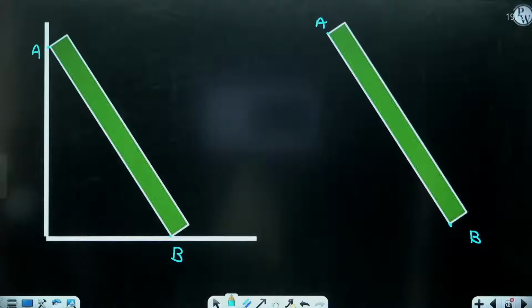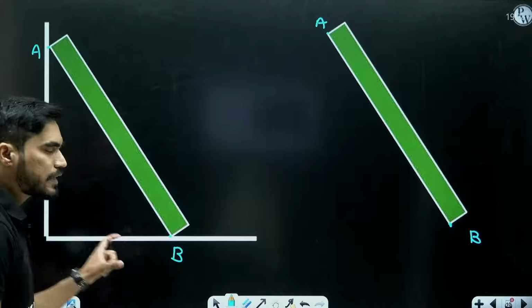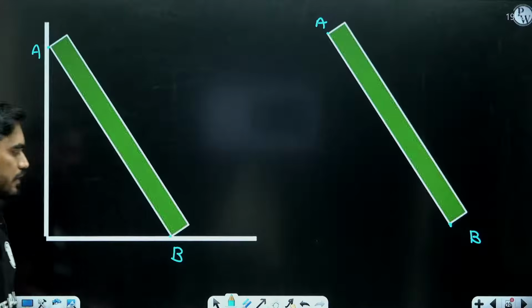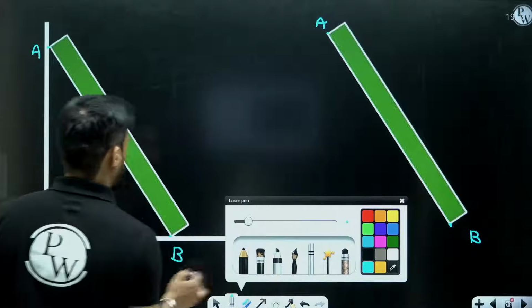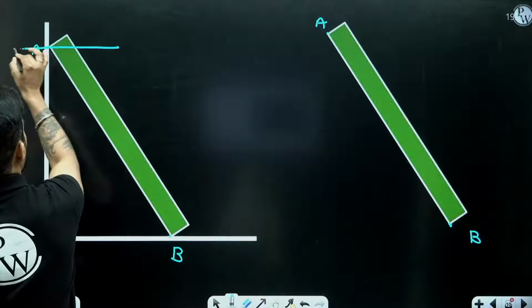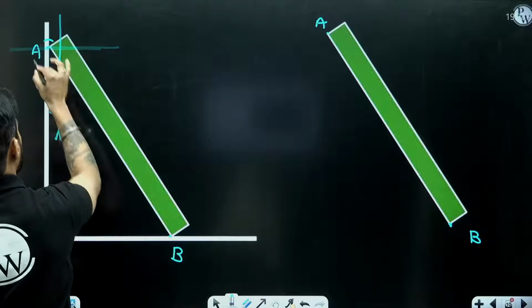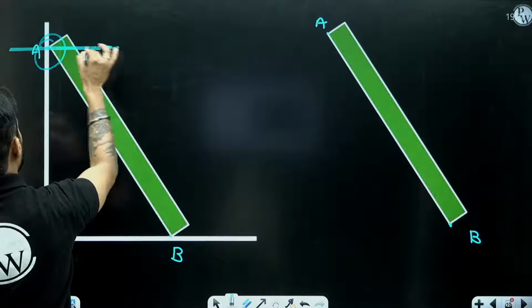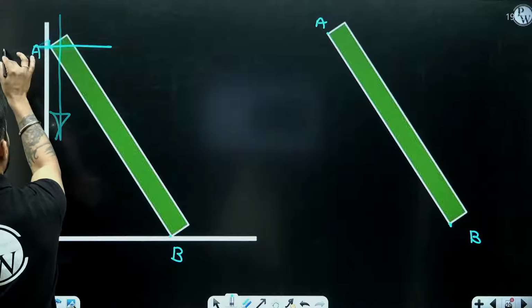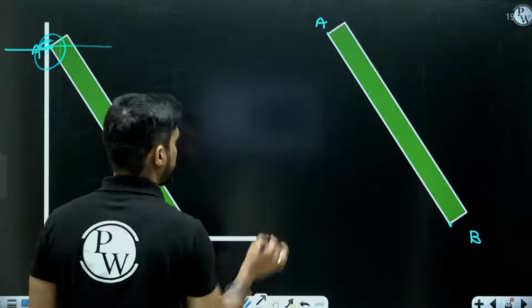So when I isolate the body from these two surfaces, the horizontal and vertical surfaces, I will get reactions. Understand? This body cannot move in this direction, right? It can freely move in this direction at this point, but it cannot move in this direction. So I will get a reaction from here in this direction.